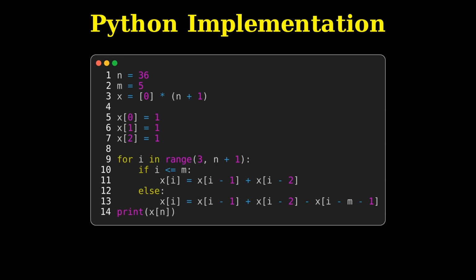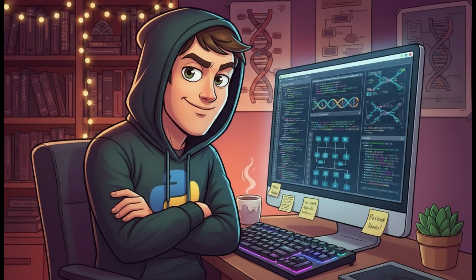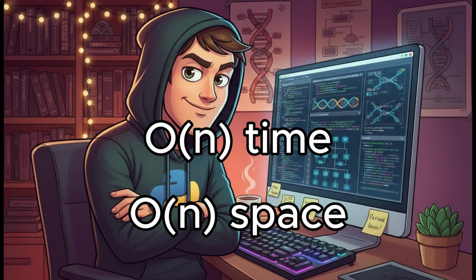But once we pass month m, we use our modified formula. Now we're subtracting x of i minus m minus 1, the rabbits that were born m plus 1 months ago and have now died. Finally, we print the result for month n. This is dynamic programming at its finest. We're building up our solution iteratively using previously computed values, and we only need O of n time and O of n space.